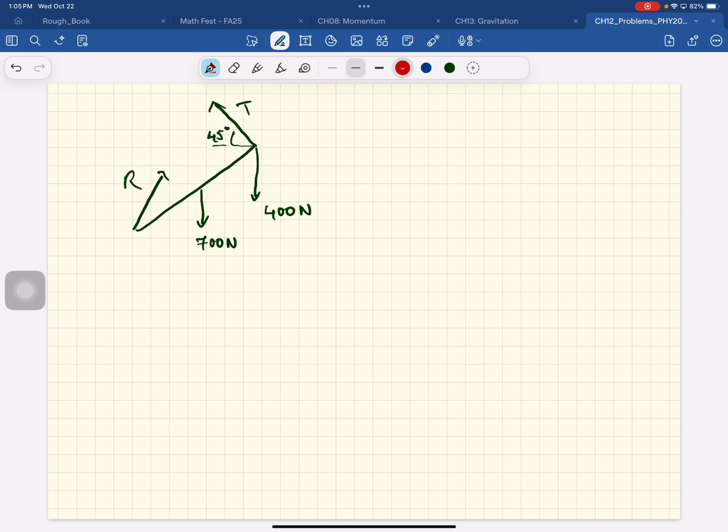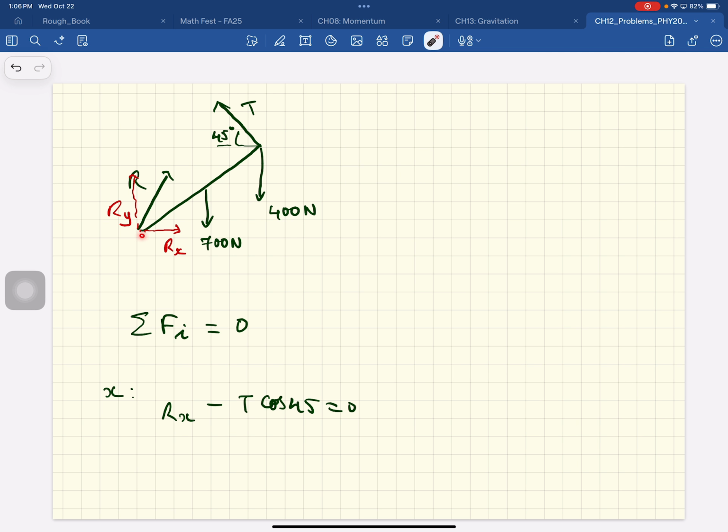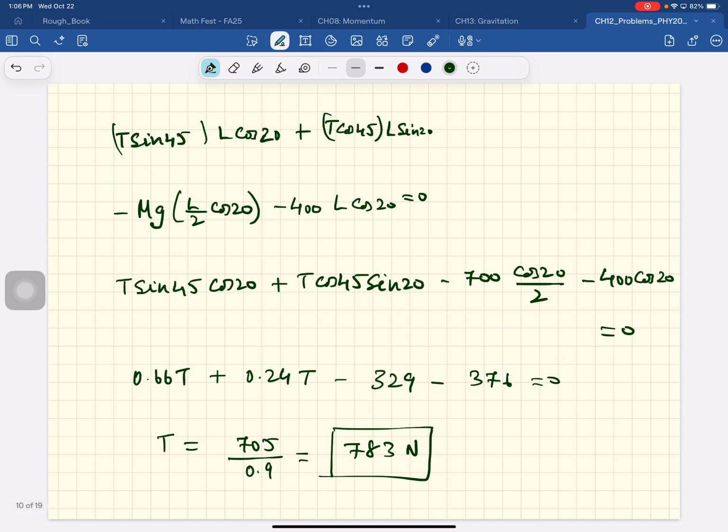So the reaction force has an X component and a Y component. Now we're going to use this equation to find the components of the reaction force. The X component will be Rx minus T cosine 45 equal to 0. This X component is being balanced by that X component. So Rx is T cosine 45, which is 783 newtons times cosine 45.